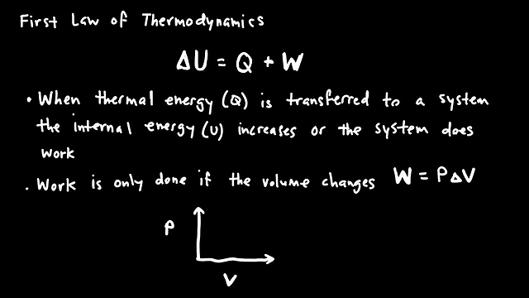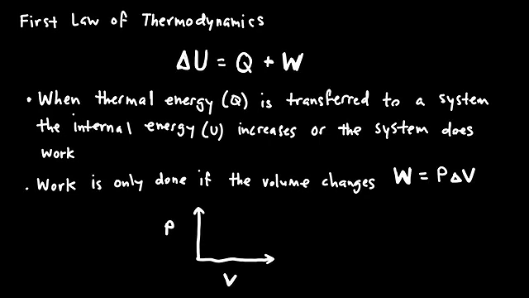Another topic we studied was the first law of thermodynamics. The first law of thermodynamics relates the internal energy, the thermal energy, and the work of a gas to one another. And so when thermal energy, which is represented by the letter Q, is transferred into a system, the internal energy, represented by U, increases, or the system does work.